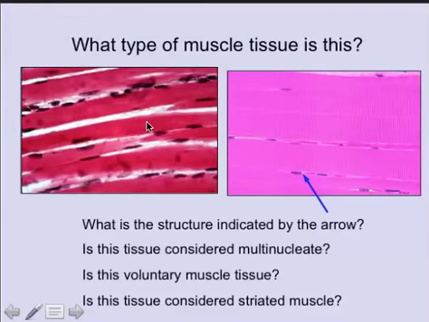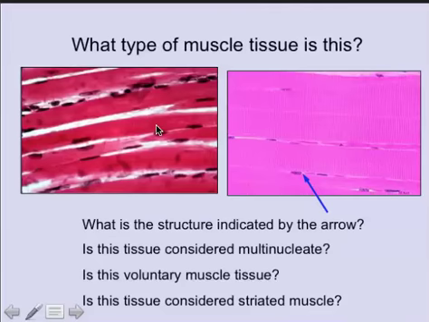And the striations are the result of the regular arrangement of two of the major muscle proteins, actin and myosin. This is skeletal muscle, so it is both voluntary and striated, and it is also multinucleate, meaning it has more than one nucleus per cell.